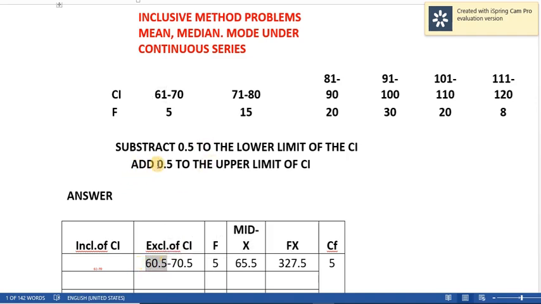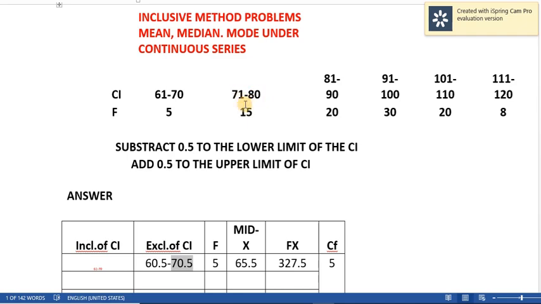Next, add the same 0.5 to the upper limit of the class interval. This is the upper limit of the class interval. If you add 0.5, it becomes 70.5 from 70. The remaining are done the same way. You can do it again. I will show one more.